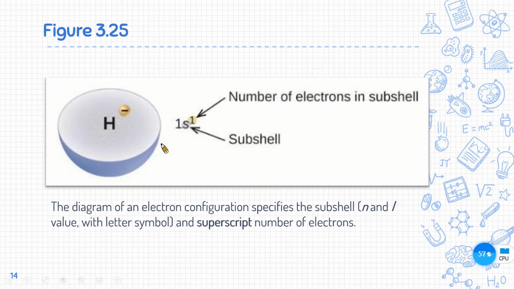Here is an example. The diagram of electron configuration specifies the subshell n and l values with the letter symbol and the superscript number of electrons. Here, this 1 is the principal quantum number, the s is the subshell, and the superscript is the number of electrons in the subshell.